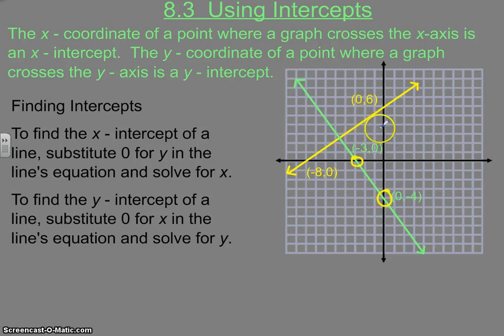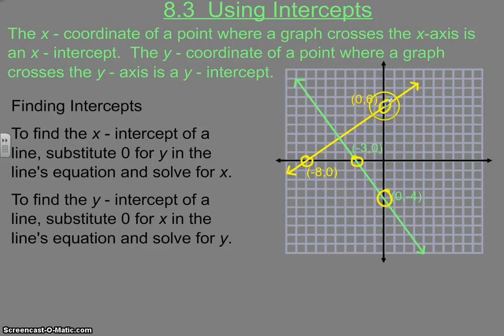Okay, let's look at the yellow line. Where it crosses the x-axis is the x-intercept, and that is -8. The coordinates for that would be -8, 0. Where it crosses the y-axis, I'm sorry, that's the y-intercept. The y-coordinate for that is 6. The y-intercept is 6, but the ordered pair that describes that location is 0, 6.